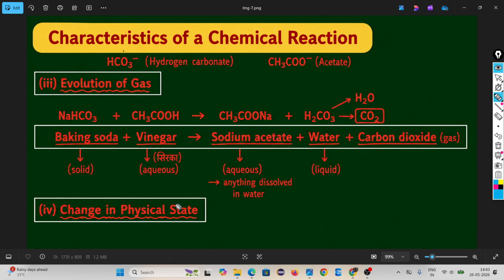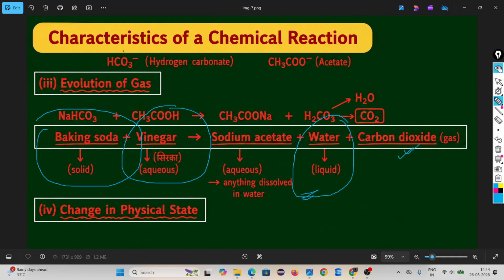And look, the next one is change in physical state. Baking soda is a solid, vinegar is aqueous. But when they react with each other, water is formed, which is liquid. That means a change in state. And the gas also is a change in state.